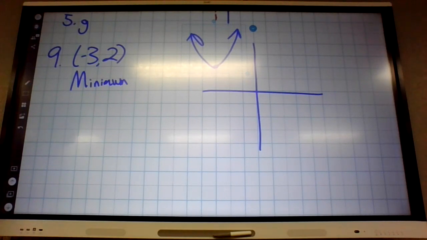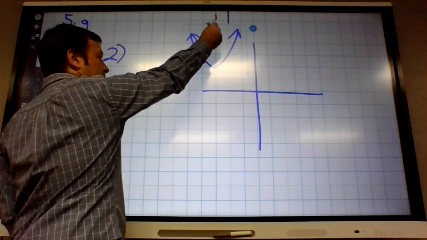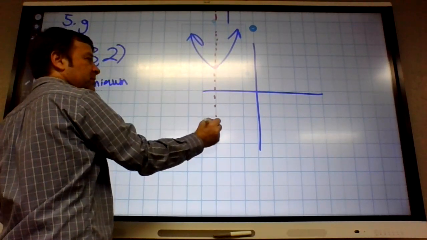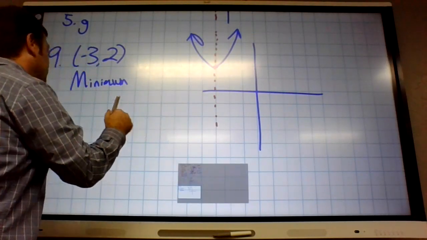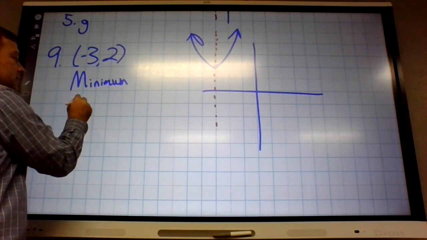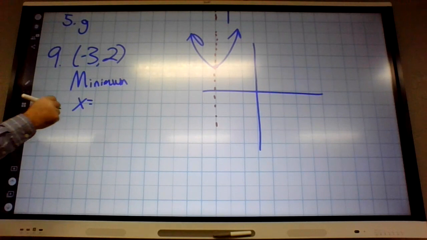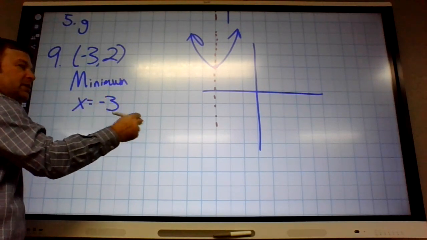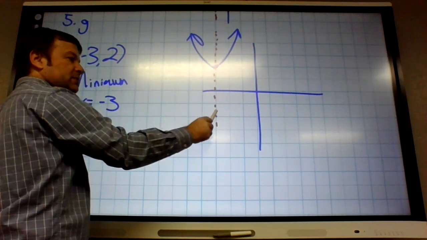Okay, what is the axis of symmetry? That's the line down the middle. What would its equation be though? I heard somebody whisper it. They weren't forceful enough. Was it you, Ava? Alright. What did you say? She said x equals -3. How'd she know that? Smart. Because it's going through all the x coordinates on this line are -3.